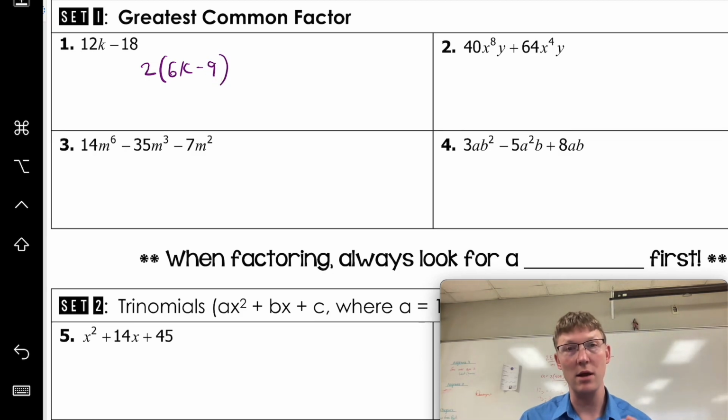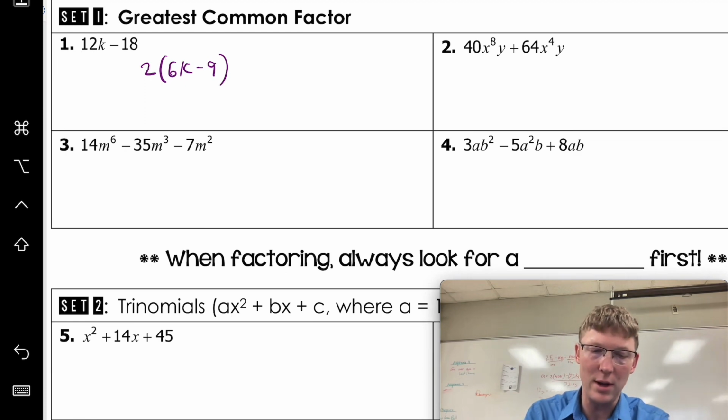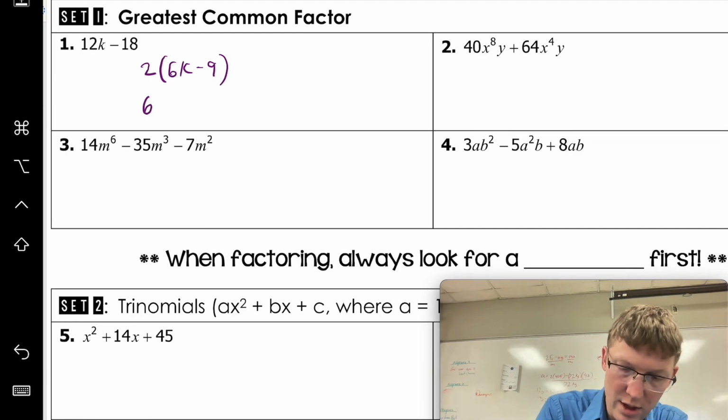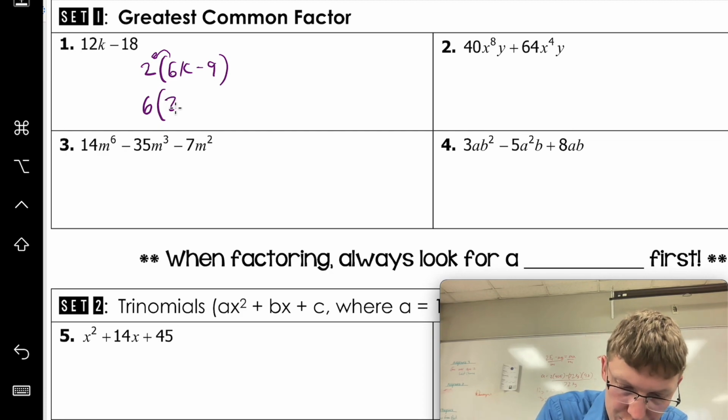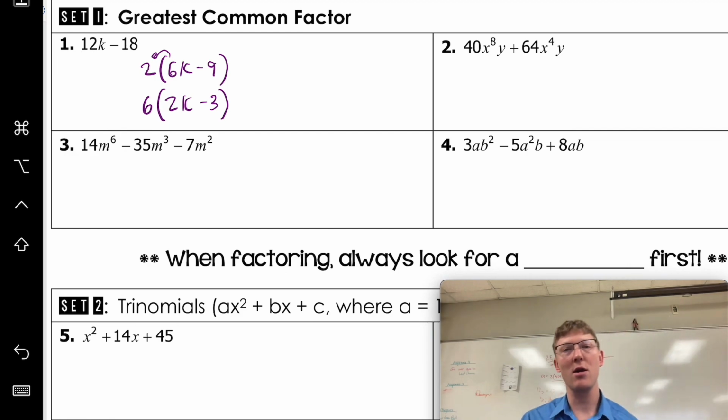Okay, so there I can see a 3, so I can pull a 3 out. So then when that comes out, we're going to take 3 times the 2, and then we'll have 2k minus 3. And there, I'm now confident that this is factored. So either method works. If you can see the greatest common factor immediately, pull it out. If you can't, find tips and tricks.